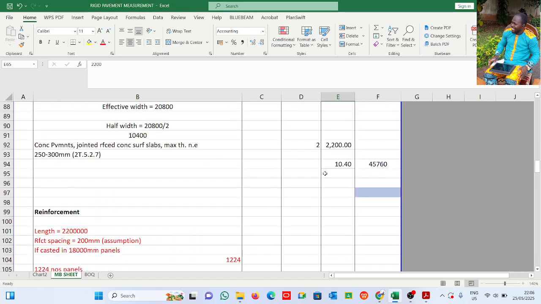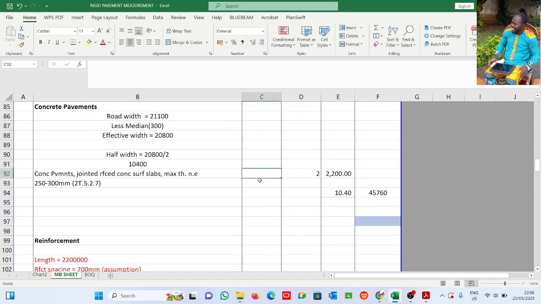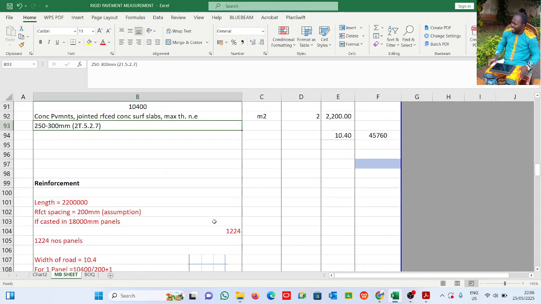Okay, now the width is 10.4. I have it for two sides of the road. That's why you see it is multiplied by 2. It is measured in square meters. If you check your BESMM4R section 2T, it is measured in square meters. See the description here: concrete pavement, joint, reinforced concrete surface slab, maximum thickness not exceeding this. You can check it out in your BESMM4R.